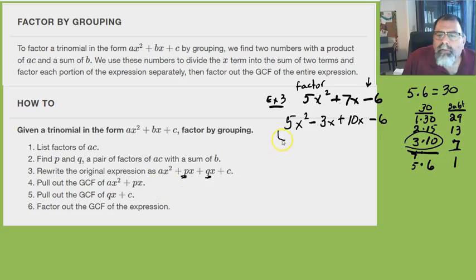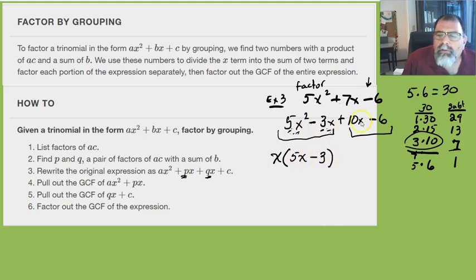So you're going to look at the first group. This is where we call it grouping. You're putting parentheses around the first two and parentheses around the last two. So what divides out of these two terms? You look at the numbers first, 5 and 3, nothing. And then they both have an x in common, so you can take an x out. You're going to divide out the x. So that's 5x minus 3.